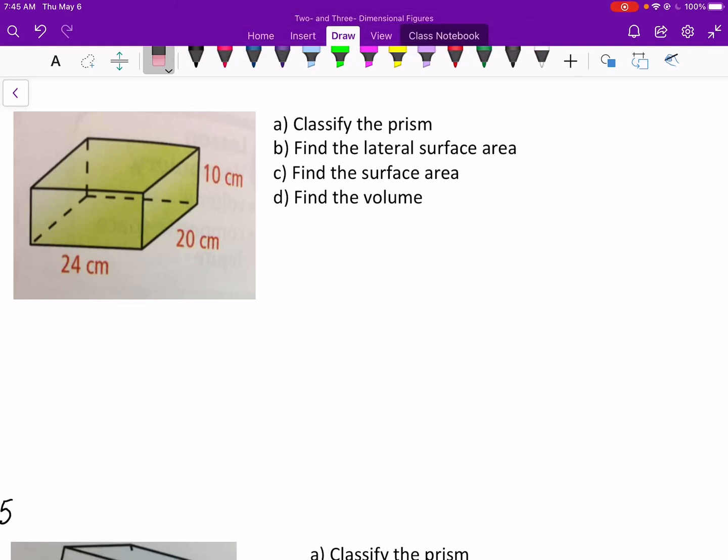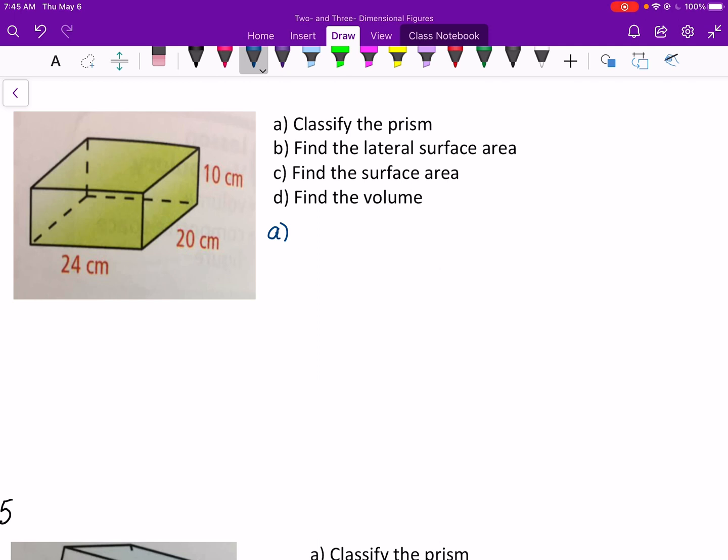Okay, second example. We're going to go through the process again. We'll do this a little more quickly this time, and I am going to be using the theorem. So part A, classify the prism, and this is exactly what your assignment is going to look like. Classify the prism means to tell us how you would describe this prism based on the bases.